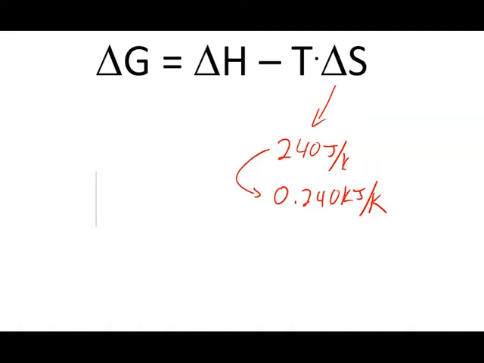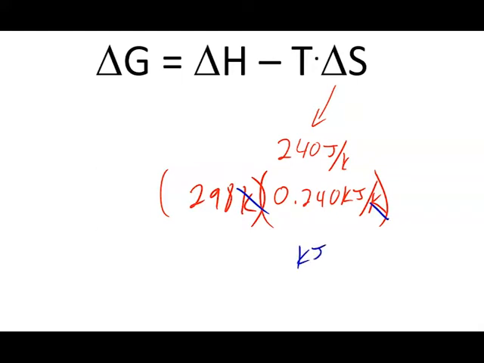That means that when we multiply it times the temperature, if it's standard temperature, it's 298, or it could be any other temperature they give us, the Kelvin will cancel, leaving you with kilojoules for T delta S. And then we have delta H, which is going to be in kilojoules, and we subtract those, which means delta G will be in kilojoules.